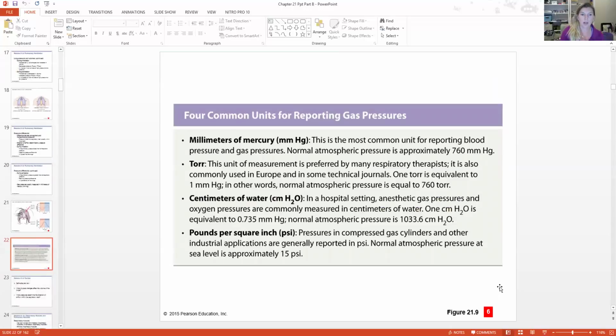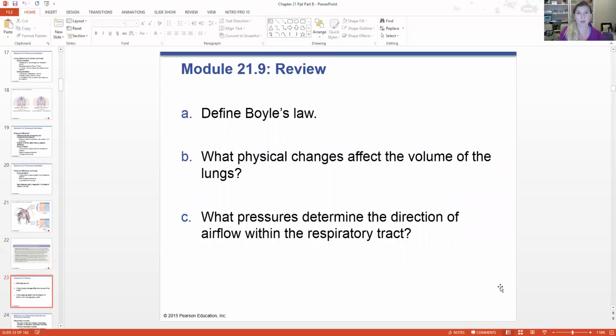So some common units, we've mentioned millimeters of mercury. You can also use torr, centimeters of water, pounds per square inch. Typically in anatomy and physiology, we're using millimeters of mercury. That's the standard unit of measurement in A&P. I'm going to stop this video here so you can go back and review Boyle's Law and some of the topics that we covered in this section, and we will continue.